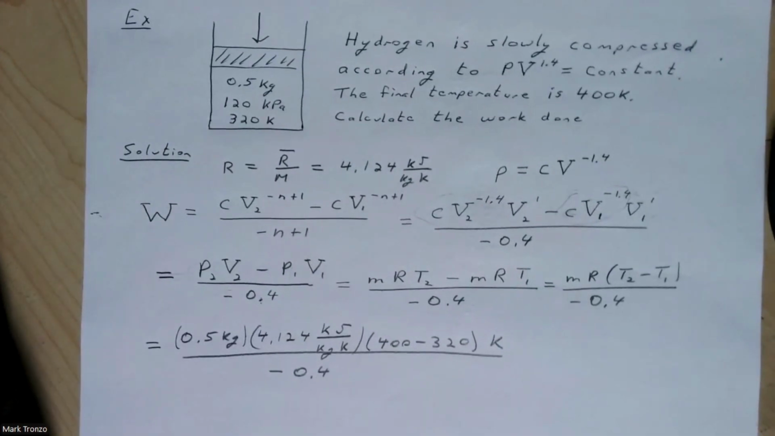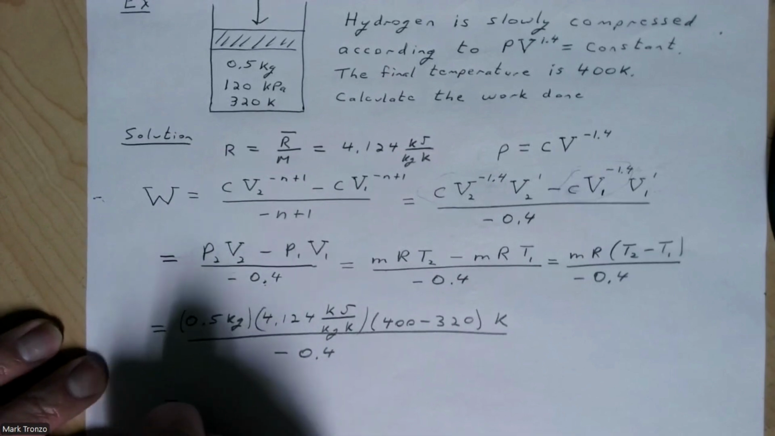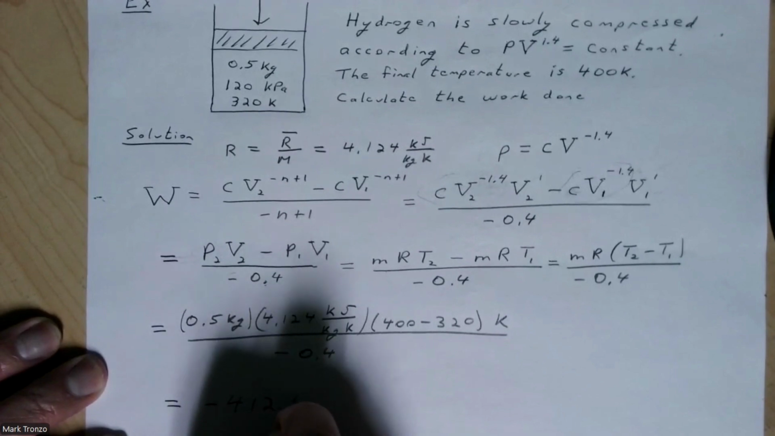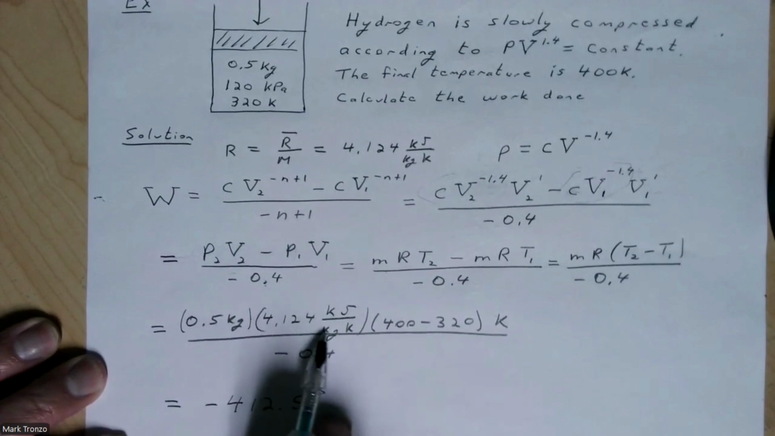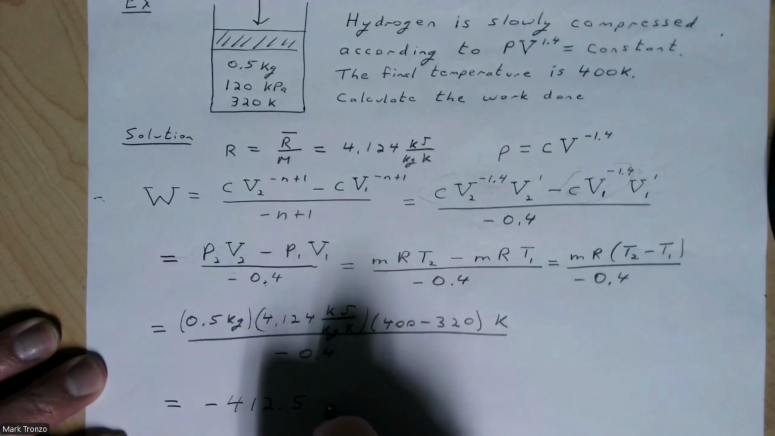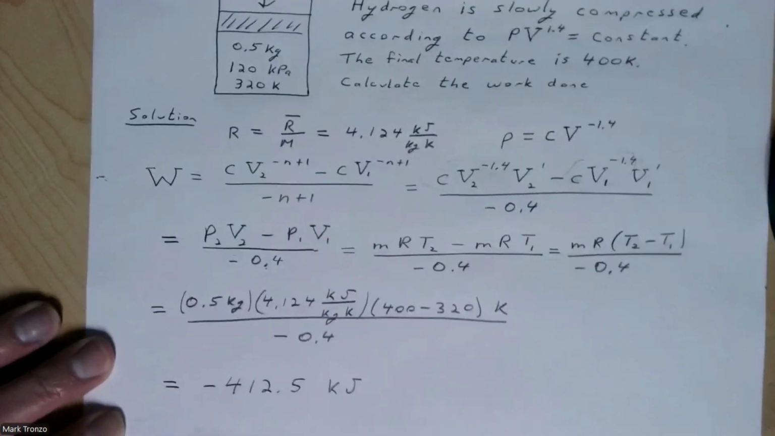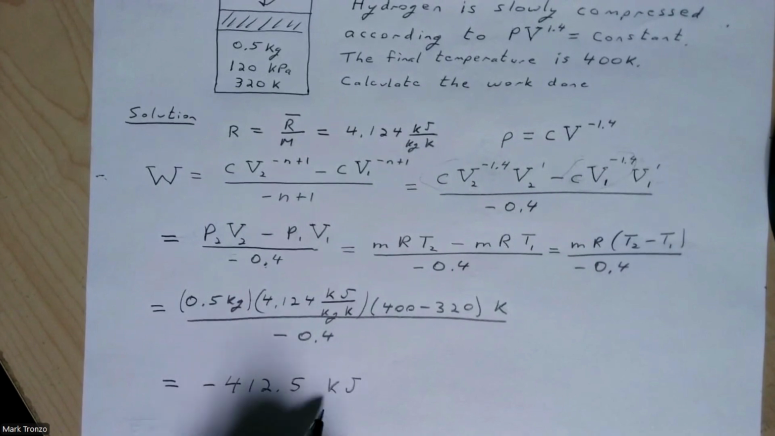And this becomes negative 412.5. Let's check the units. The Kelvins cancel, kilograms cancel, we end up with kilojoules. Negative 412 kilojoules.